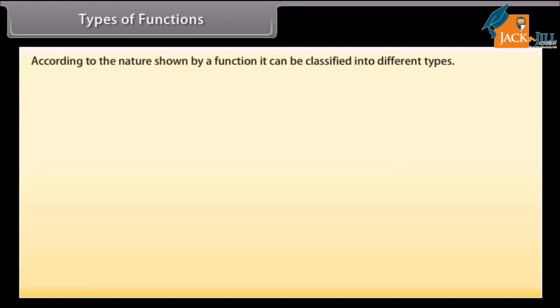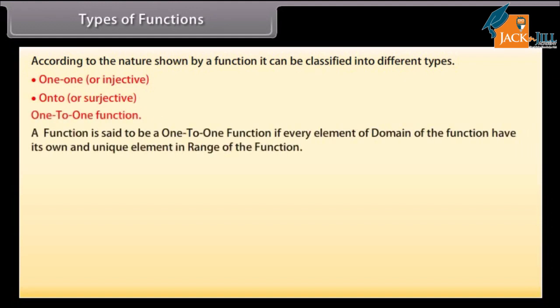Types of functions. According to the nature shown by a function, it can be classified into different types. 1-1 or injective, onto or surjective. 1-to-1 function. A function is said to be 1-to-1 function if every element of domain of the function has its own and unique element in range of the function.